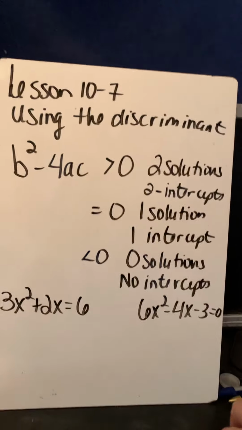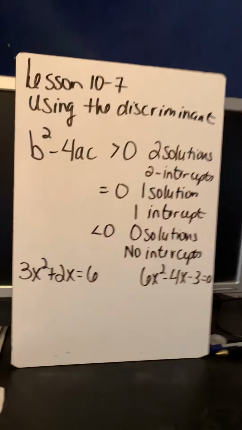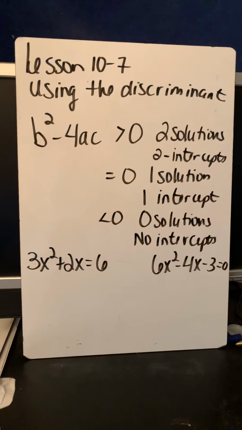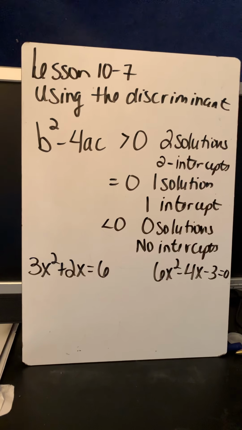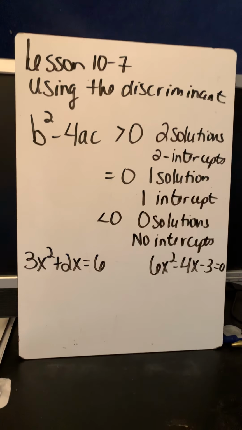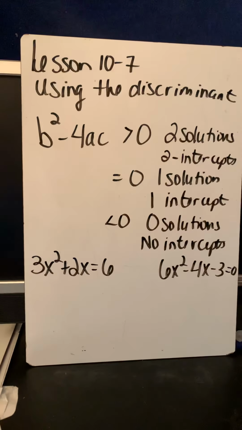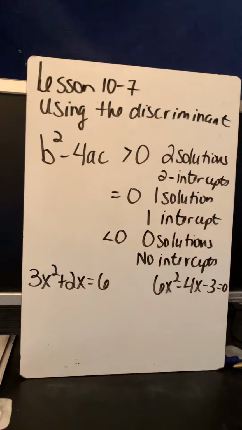Algebra 1. Let's do a really easy one. Lesson 10-7, using the discriminant. You will recognize the discriminant. It's under the radical part of your quadratic formula that you did yesterday. So it is the b squared minus 4ac.